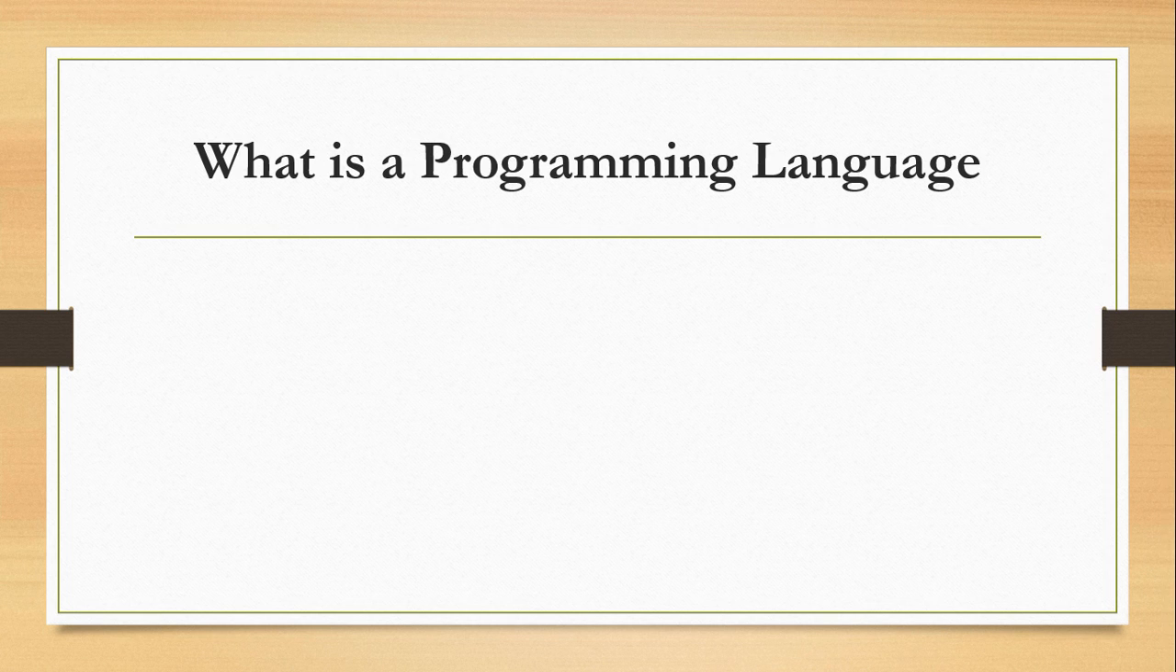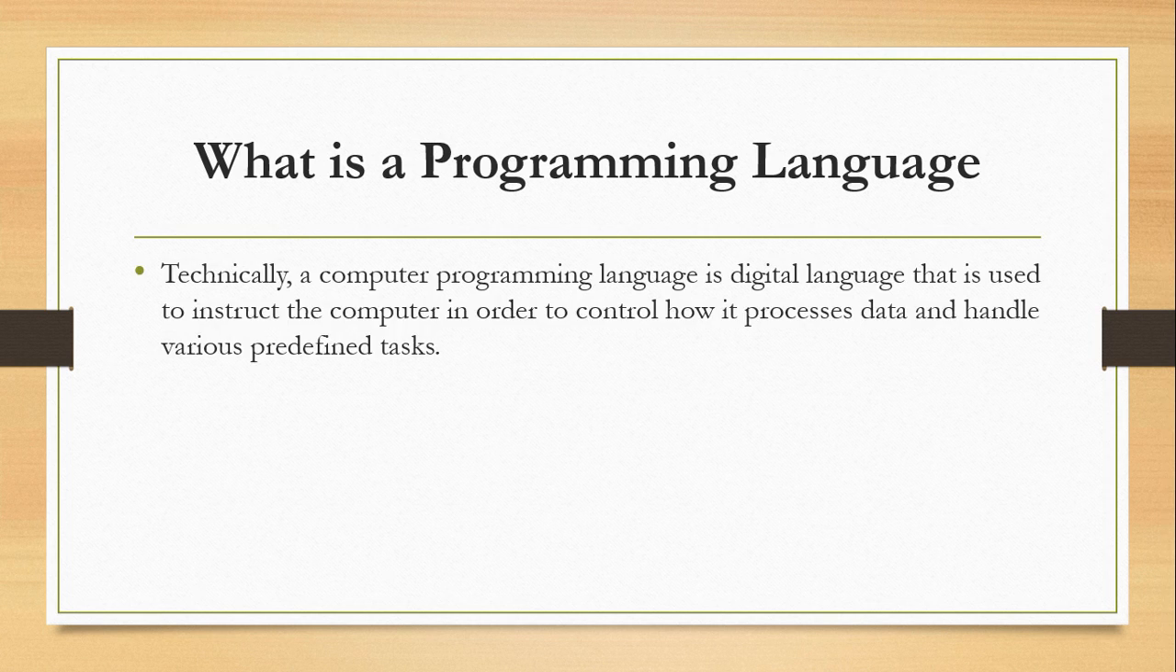Now, to start, when we talk about programming language, it is not just a particular language. Technically, we can see a computer programming language as a digital language that is used to instruct the computer in order to control how it processes data and handles various predefined tasks. Remember when we talked about computer programs, we said they are a set of instructions that instruct the computer in order to perform some predefined tasks.